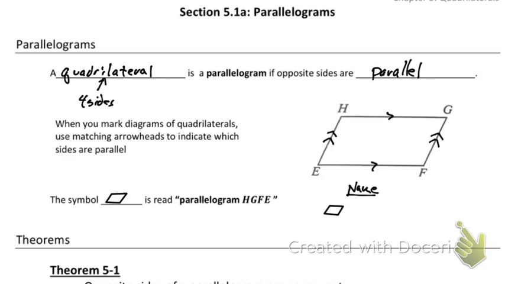You pick a letter, and you either go clockwise or counterclockwise from that letter. So we could name this parallelogram HGFE. We could name it HEFG. We could name it FGHE. The only thing you can't pick for a name is EGFH, because that's not counterclockwise or clockwise.